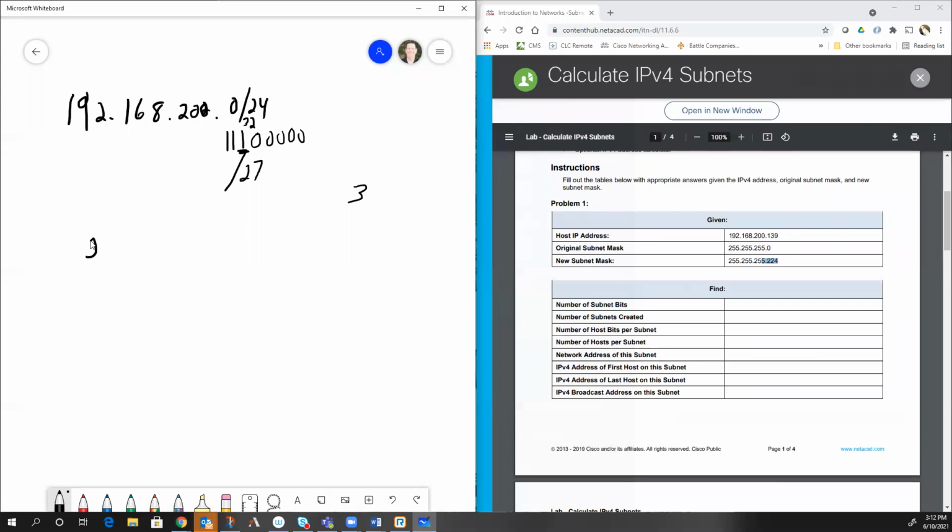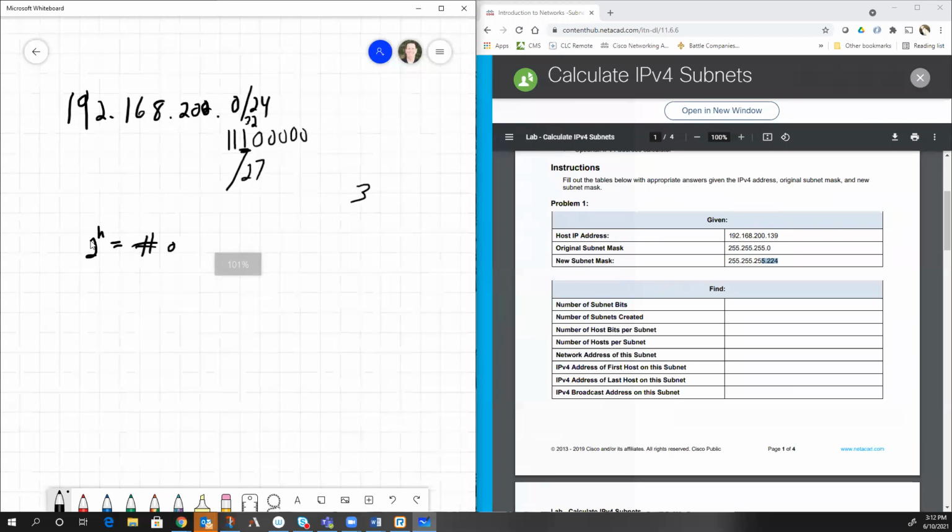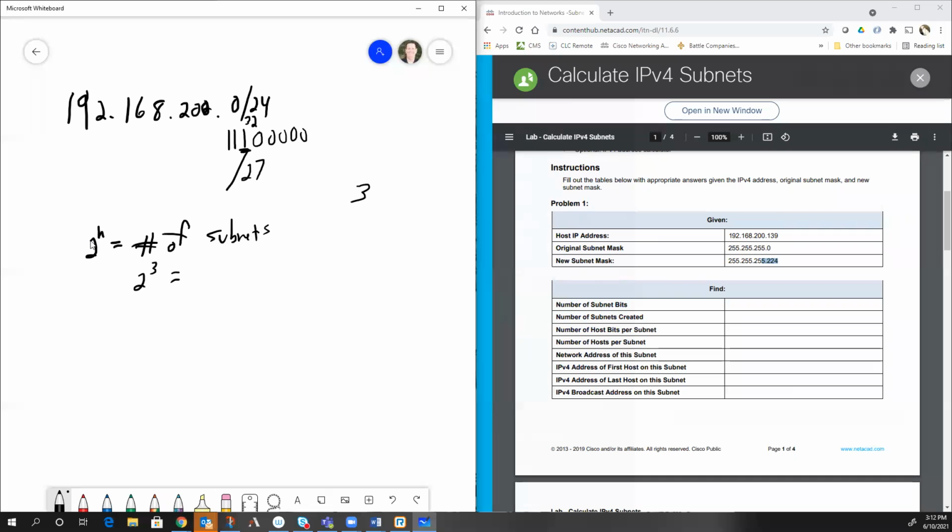Remember our formula? 2 to the n equals number of subnets. Oops, hit the wrong button there. Number of subnets. What's 2 to the 3rd power? That's 8. So we got 8 subnets. So we borrowed 3 bits. We have 8 subnets.